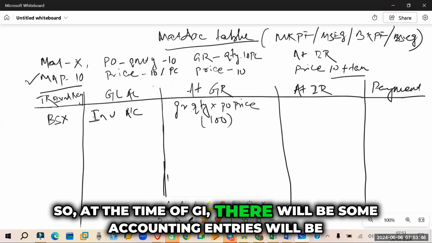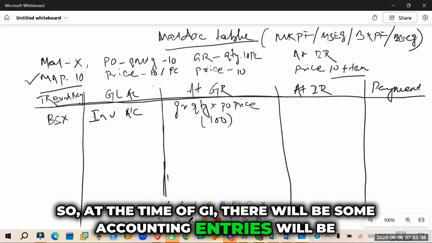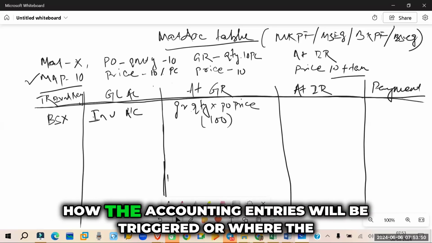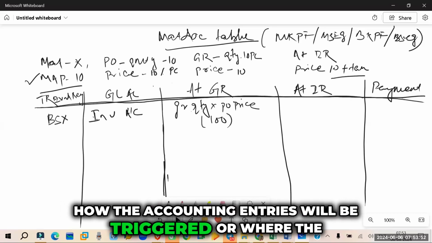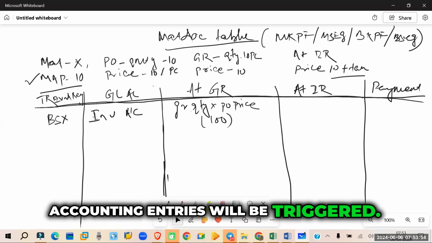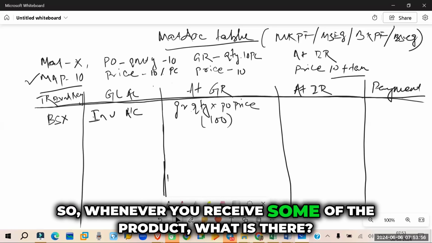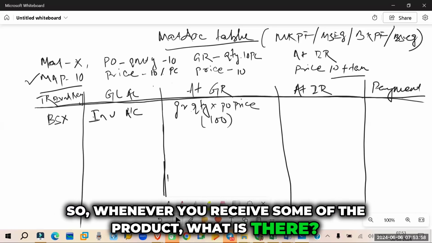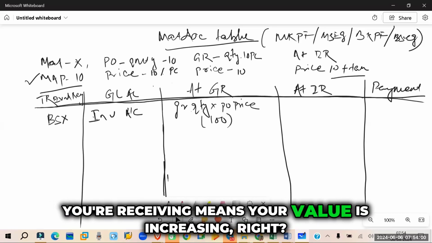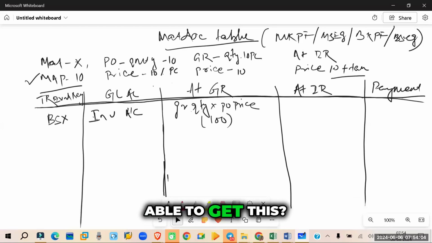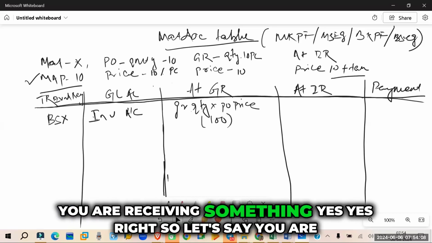So at the time of GR, there will be some accounting entries. How or where will the accounting entries be triggered? Whenever you receive some of the product, you're receiving, which means your value is increasing, right? Able to get this? You are receiving something.